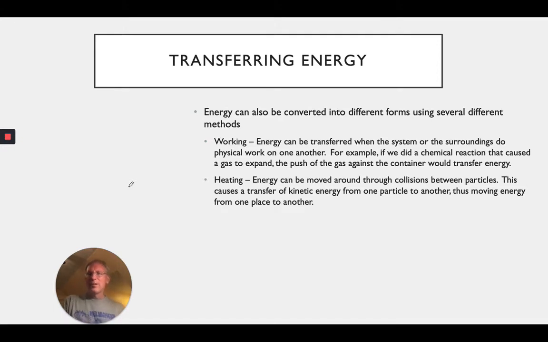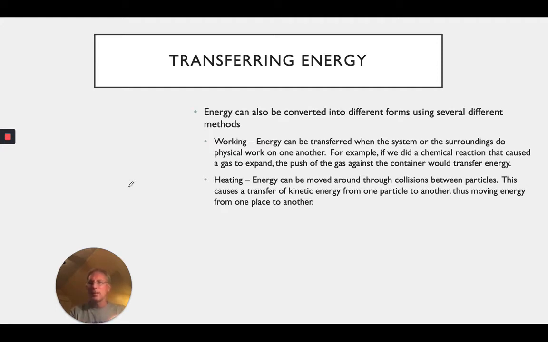Now, how does energy get from one place to another? I kind of described one method when I was talking about the kinetic energy. But let's start off with this term called working. Working is when chemicals do physical work on their surroundings. So let's say I have a reaction that produces a gas.